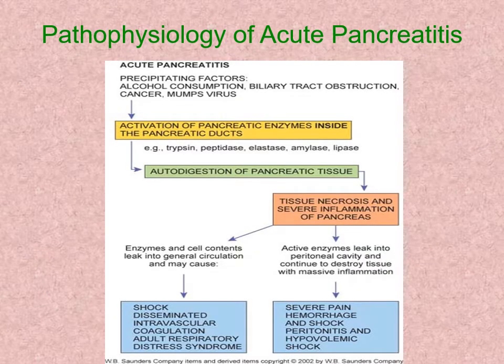And this is showing you the pathophysiology of acute pancreatitis. So you start with precipitating factors: alcohol consumption, biliary tract obstruction, cancer, also mumps virus can cause it. And that activates pancreatic enzymes inside the pancreatic duct. So there are proteases, and then you have amylase, which is a starch enzyme, and lipase to digest fats, and they start auto-digesting pancreatic tissue, which causes severe tissue necrosis, death of the tissue, severe inflammation, and then enzymes and cell contents leak into the general circulation and can cause shock, DIC, adult respiratory distress syndrome. The active enzymes can leak into the peritoneal cavity and continue to destroy tissue with massive inflammation. So severe pain, hemorrhage, shock, peritonitis, and hypovolemic shock can be fatal.